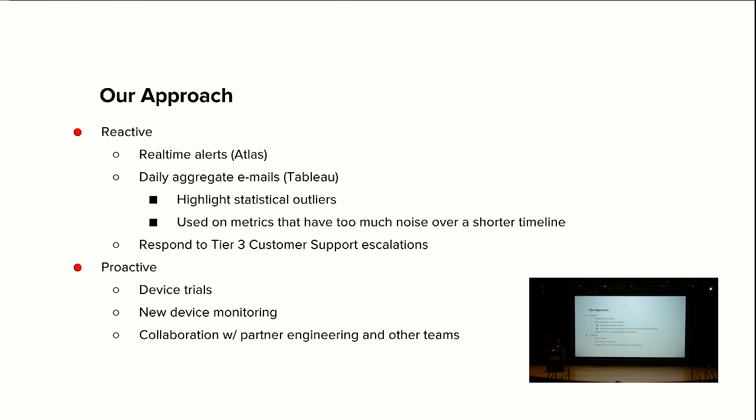We also have daily aggregate emails that we generate and send out with Tableau, with lots of accompanying ETL in the background that feeds data into them. We use those to highlight devices that have statistical outliers in the metrics they output. We typically use the daily aggregates over real time on metrics that would have too much noise for real time. Then proactively, we do a few things.